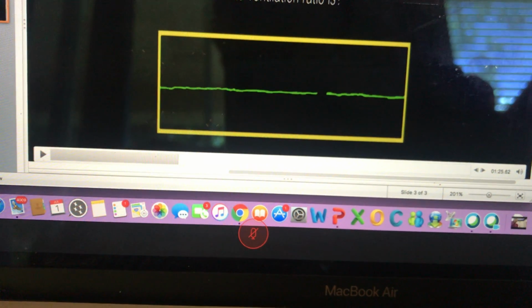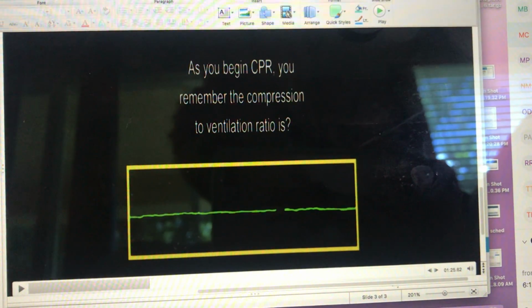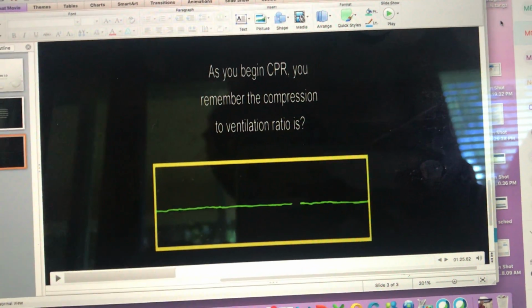Correct. Whoever said that, it's continuous. One every 5 to 6 seconds, unless you want to stop to check a rhythm, obviously. Sorry, what was that? Francesca. Okay, thank you.